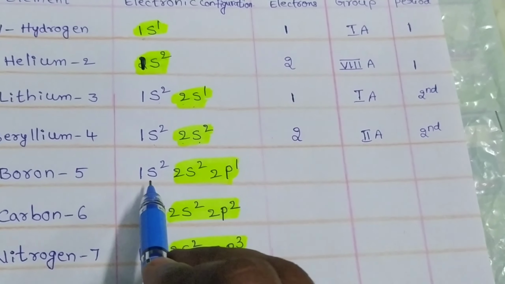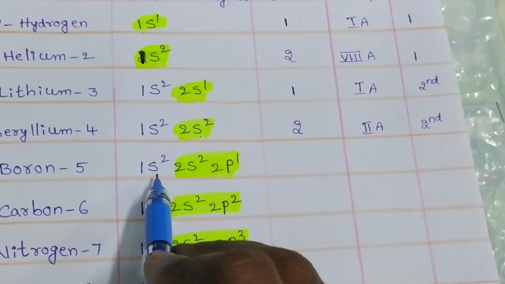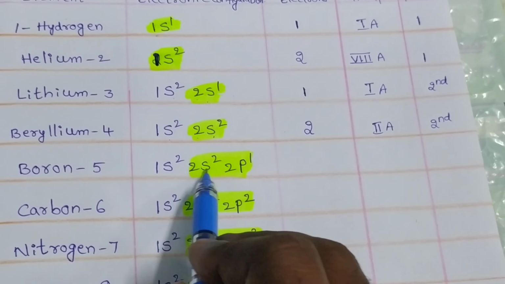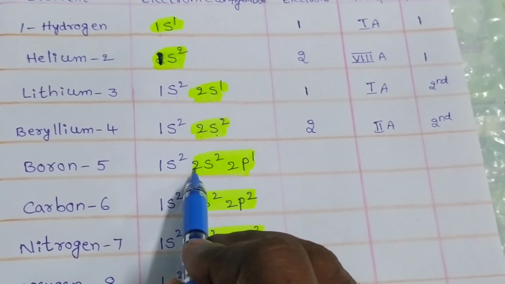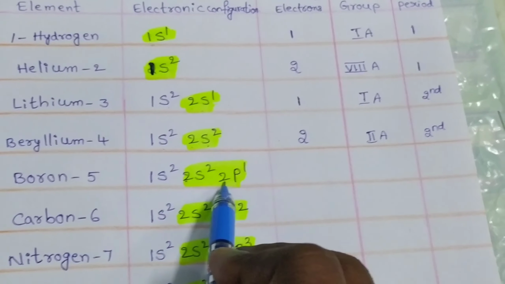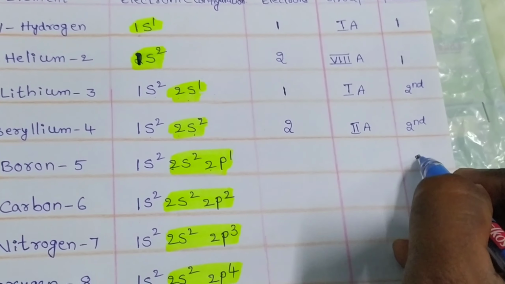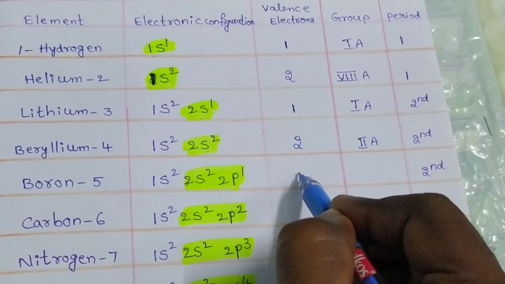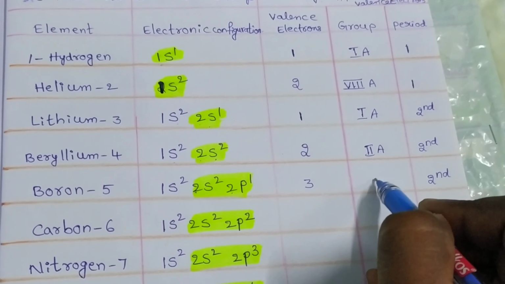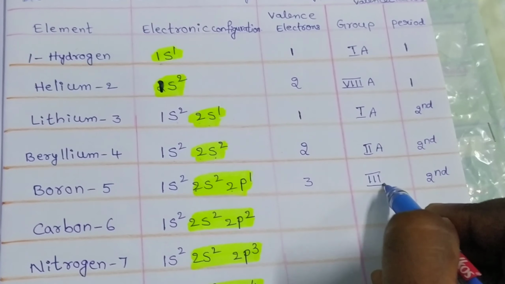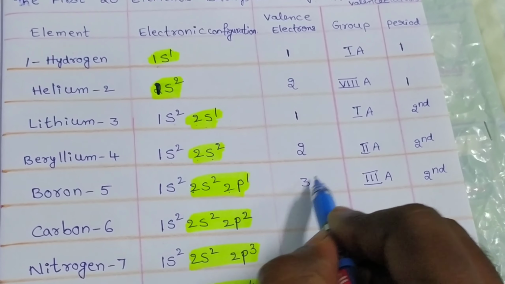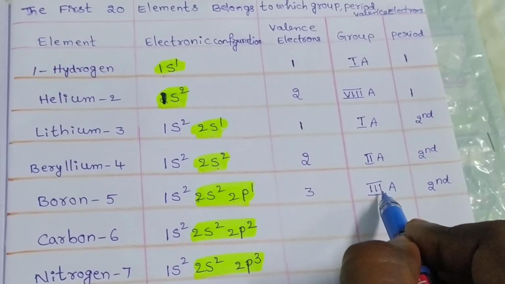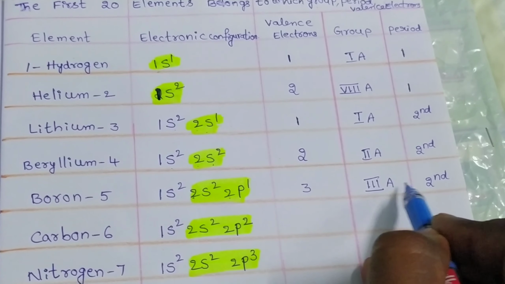Now boron. The boron electronic configuration is 1s2 2s2 2p1. Here the outermost orbit is 2, so boron belongs to second period. The number of valency electrons is 3. The number of valency electrons is equal to its group number, so boron belongs to third A group.